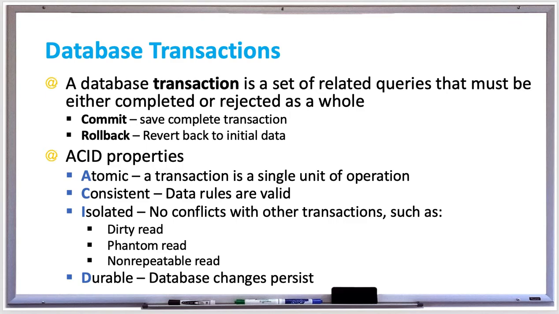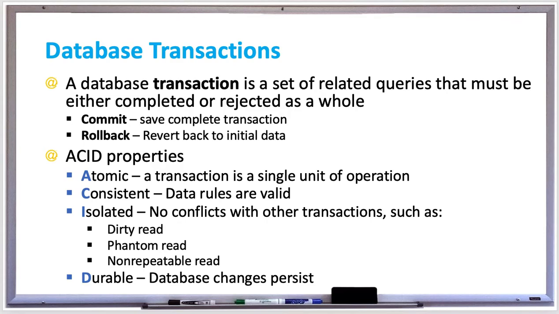if the query fails. When processing transactions, databases must process either all or nothing, prevent conflicts, and also prevent data loss. A commit is when you save a complete transaction in the database. A rollback is when the incomplete transaction gets rejected and reverts the data back to its original values.